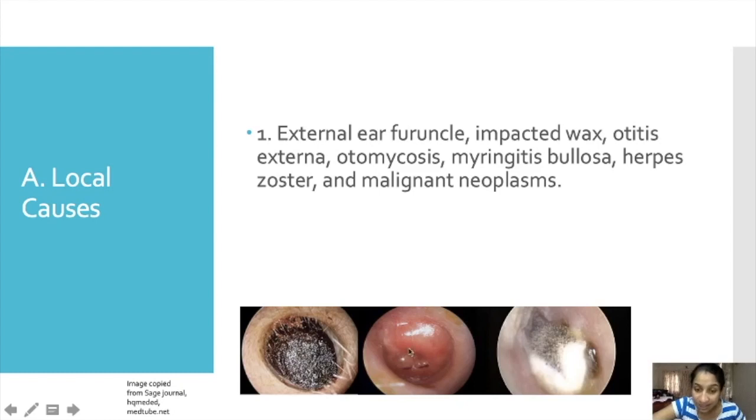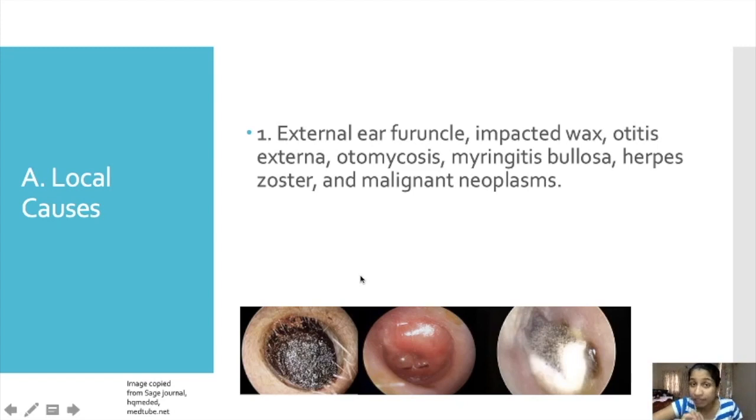Myringitis bullosa, this is the condition. You can see small bullae. This is a bulb-like thing. This is the ear canal. That is myringitis bullosa, one condition in the ear. Herpes zoster, that you know, and malignant neoplasms. Malignancy in any part of the external ear causes pain in the ear. So these are the causes for ear pain or otalgia in the external ear.